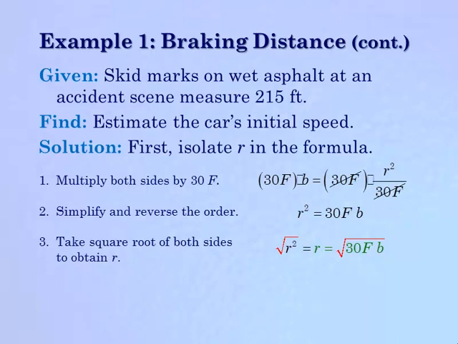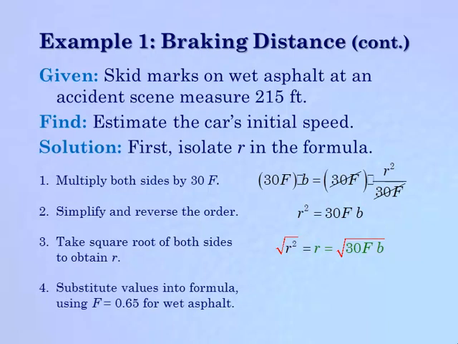Now we just need to substitute in the values into the formula. Remember, we're using F is equal to 0.65 for wet asphalt, so we have R is equal to the square root of 30 times 0.65 times 215. So you'll evaluate that with your calculator and you'll end up with 65 miles per hour.